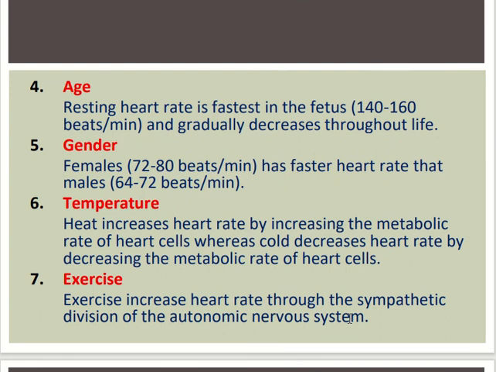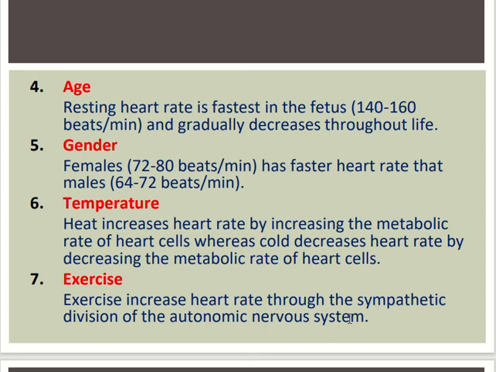Another factor is age. The fastest heart rate belongs to the fetus, and our heart rate will decrease throughout our life. So when you get old, your heartbeat will become slower and slower. Okay, next is gender. Females have a faster heart rate compared to males, and temperature also.